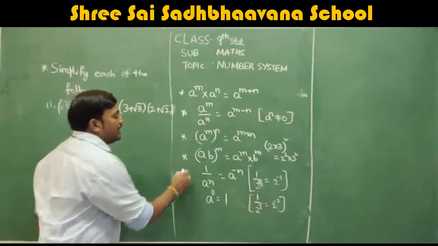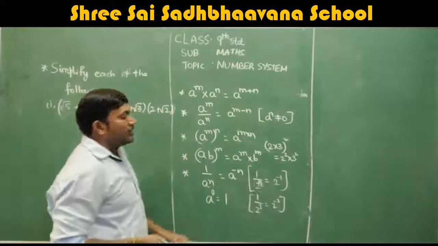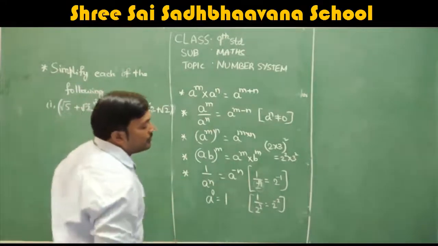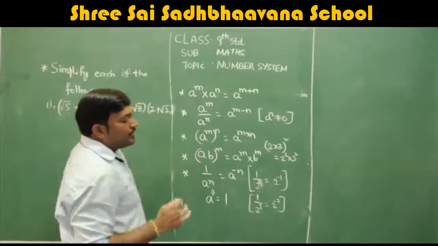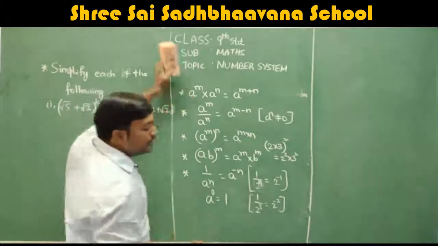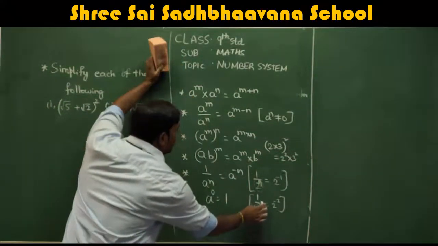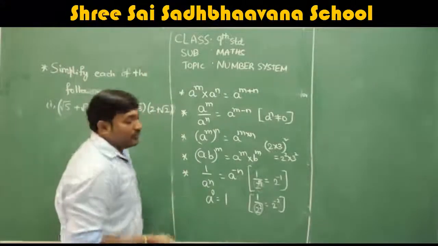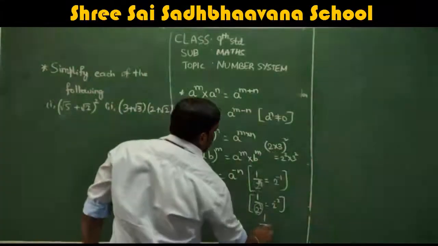And we have 1 by a whole power n. 1 by a power n can also be written as a power minus n. I'll give an example. 1 by 2 power 1 can be written as 2 power minus 1. 1 by 2 cube can be written as 2 power minus 3. So remember, denominator will go to the numerator with the negative power. Okay, denominator will go as a numerator with the negative power.